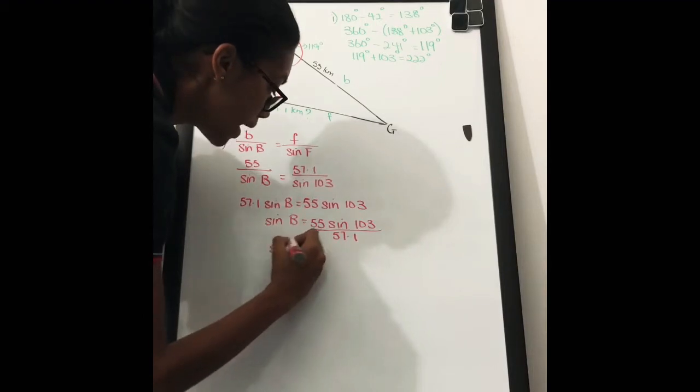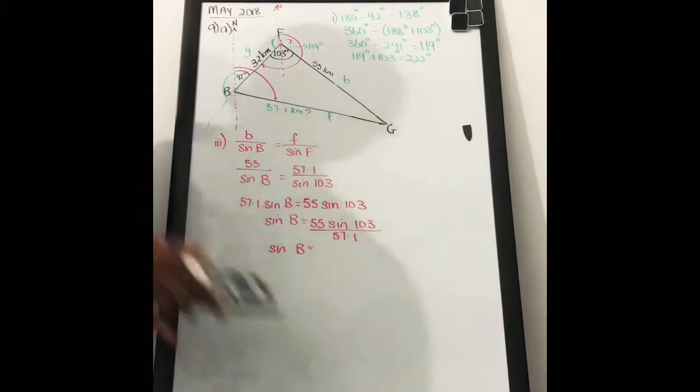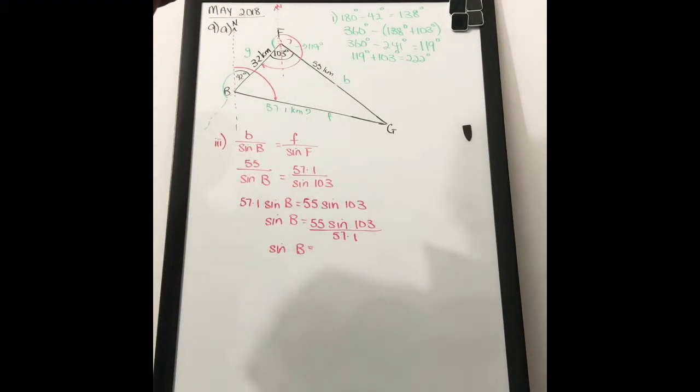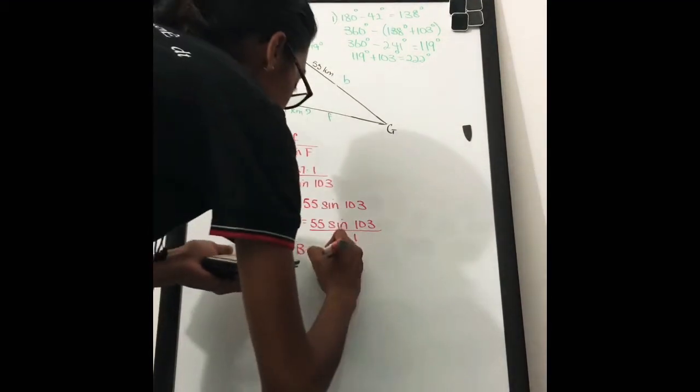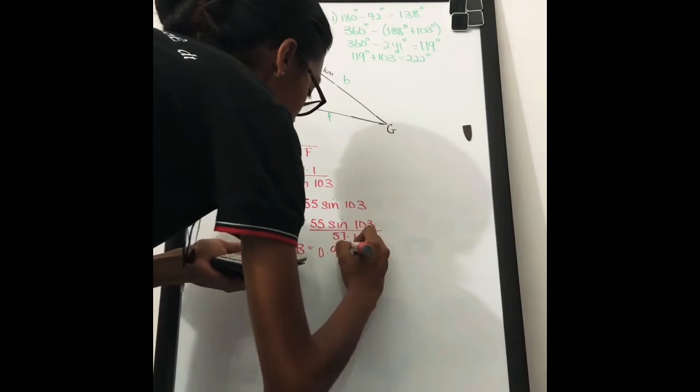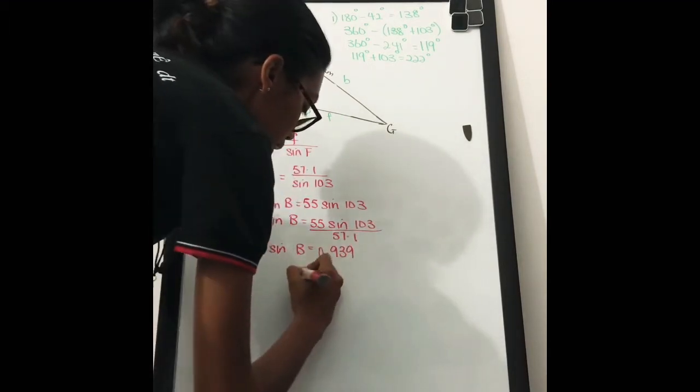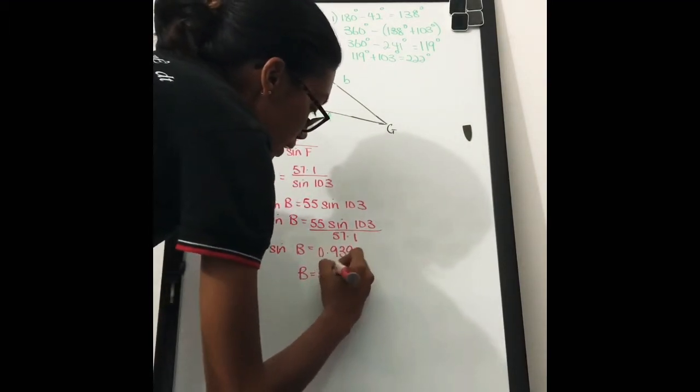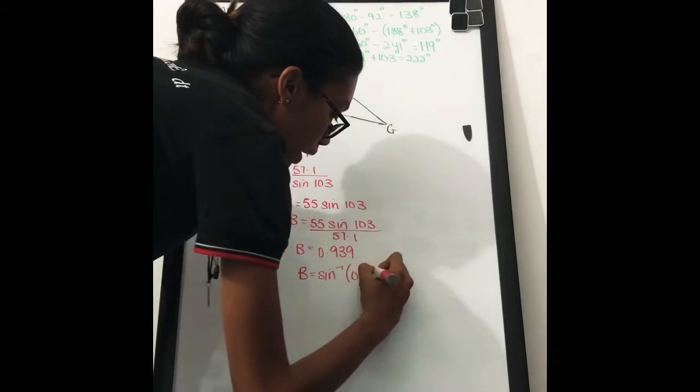Good. So we have sine B is equal to, now in your calculator type in 55 sine 103 equals, you'll get 53.59 and then divide that answer by 57.1. So we would have 0.9385, so that would be 0.939. And then B now would be the sine inverse of 0.939.